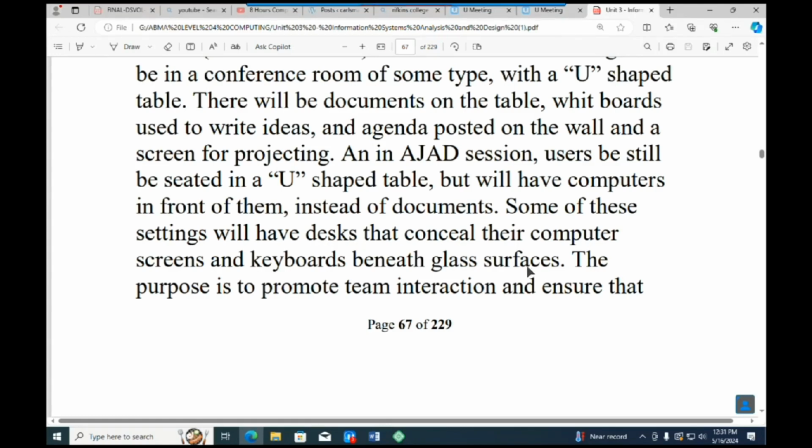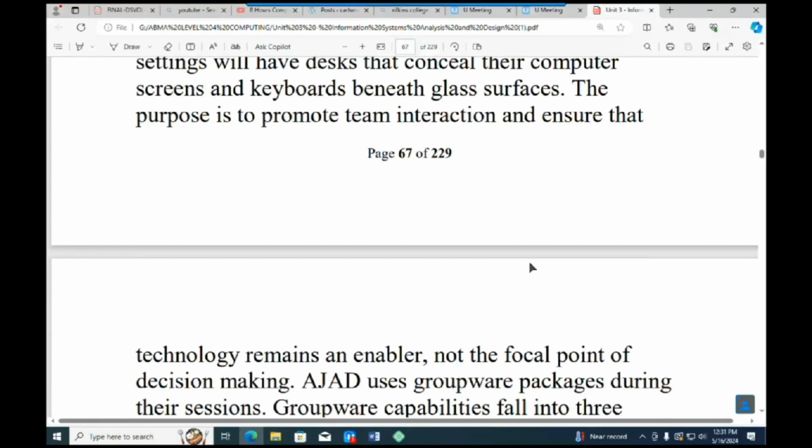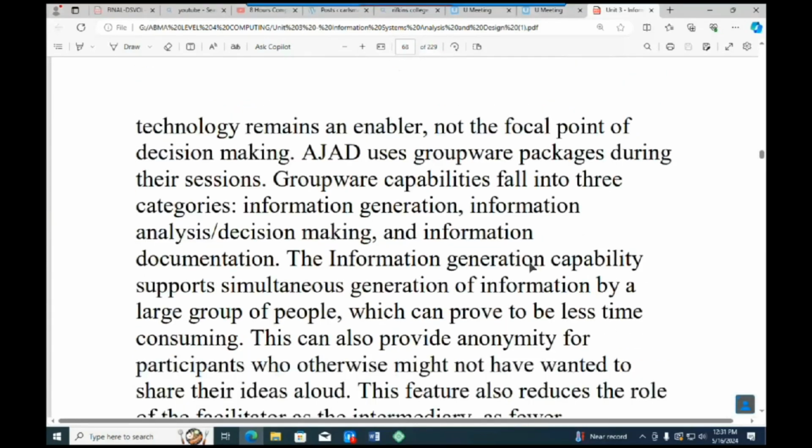Now, why do we have all this setup? The purpose is actually to make sure that we are promoting team interaction, and we are ensuring that technology remains an enabler but not the focal point of the decision making. In other words, we are not going to use this technology as the center of our decision making. So the automated JAD will use groupware packages in their sessions.